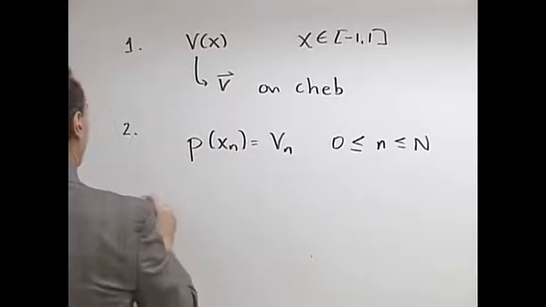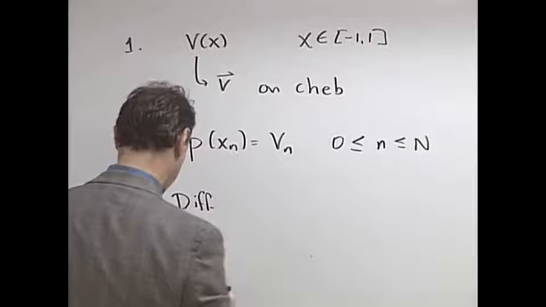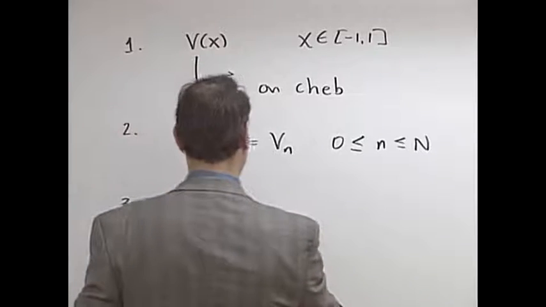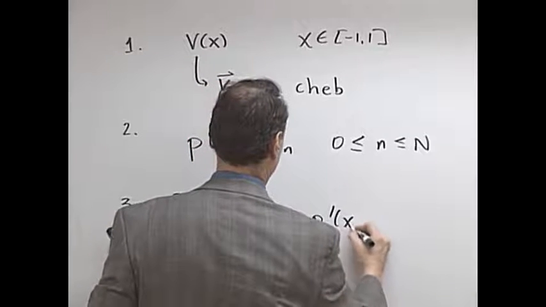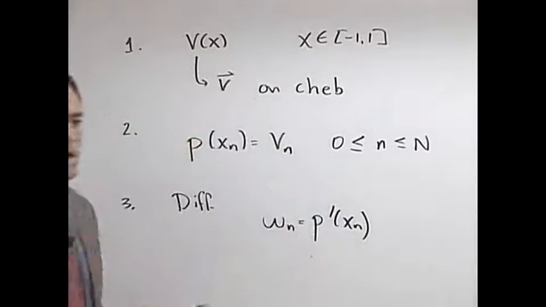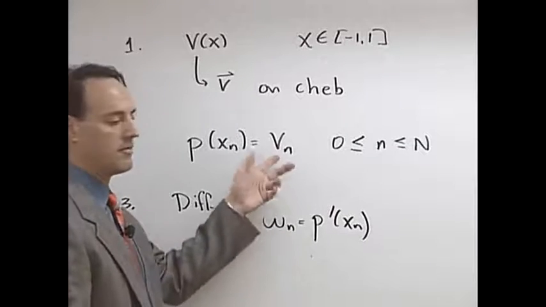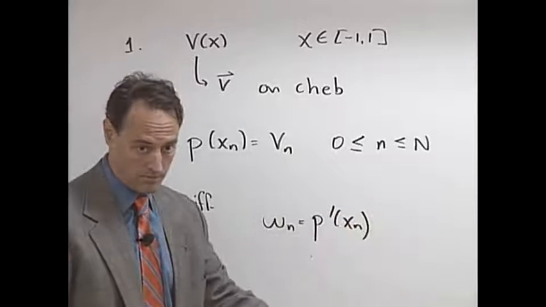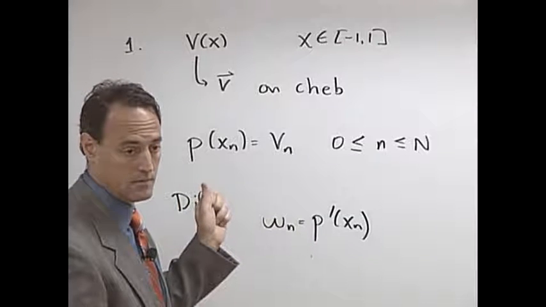Now the one thing that we want to do is figure out how to differentiate this function. So in some sense, what we're going to say is my differentiated function is just this. How do I do that? I'm not differentiating v of n. I'm differentiating the polynomial p of n. Okay? Everybody go with that?